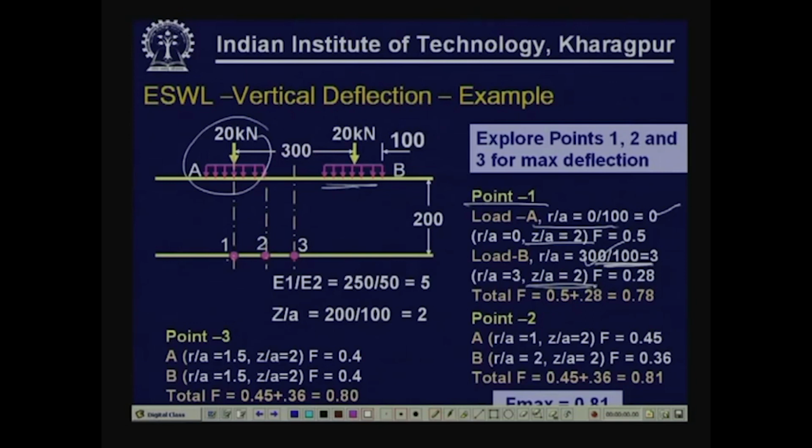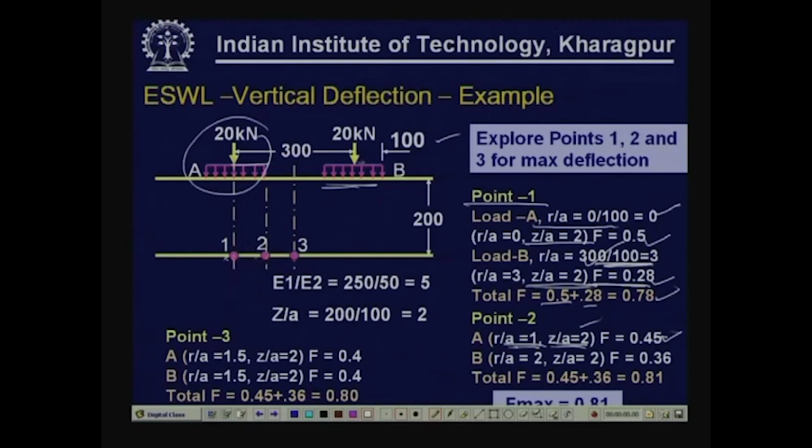So, for this the deflection factor as seen from the previous chart is 0.28, in this case it was 0.5. So, the total deflection factor which is influenced by both these wheel loads at this point is 0.5 plus 0.28, that is 0.78. Similarly, for point 2, R by A is 1, Z by A is 2, because the radial distance is 100, A is 100, so R by A is 1, Z is 200, A is 100, Z by A is 2. So, this deflection factor is 0.45.